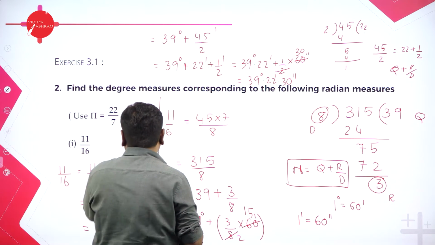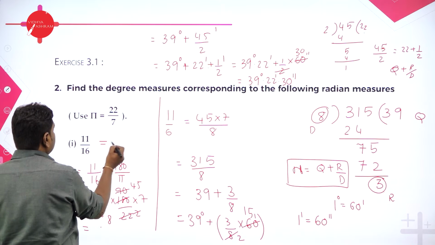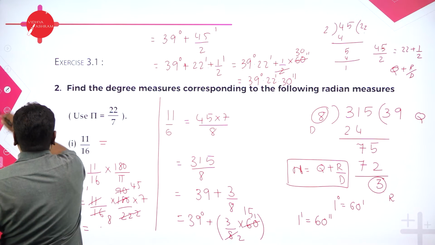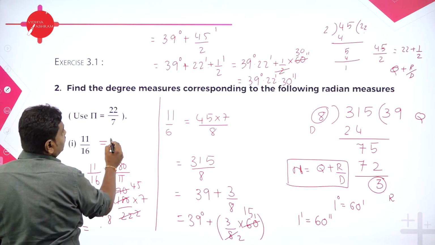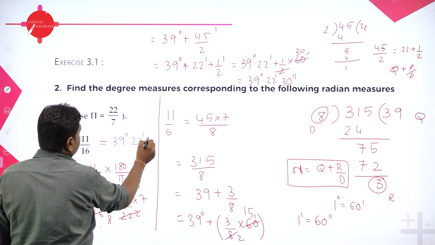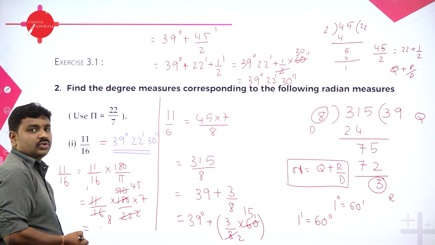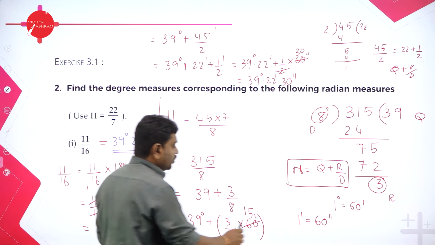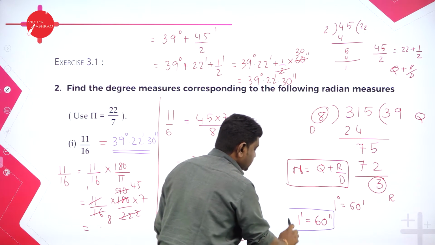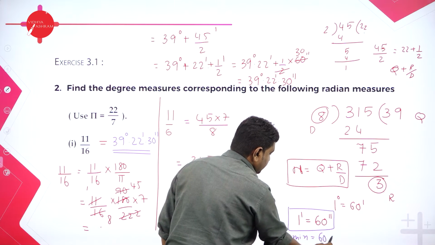So we got the answer. I hope all of you understood. This is the first problem, so I elaborately wrote. So the final answer, let me write this final answer. Final answer is what? 39 degrees, 22 minutes and 30 seconds. This is the answer. I hope all of you got this. So what is the basic we use? 1 minute is 60 seconds. This dash means 1 minute. 1 minute is what? 60 seconds.